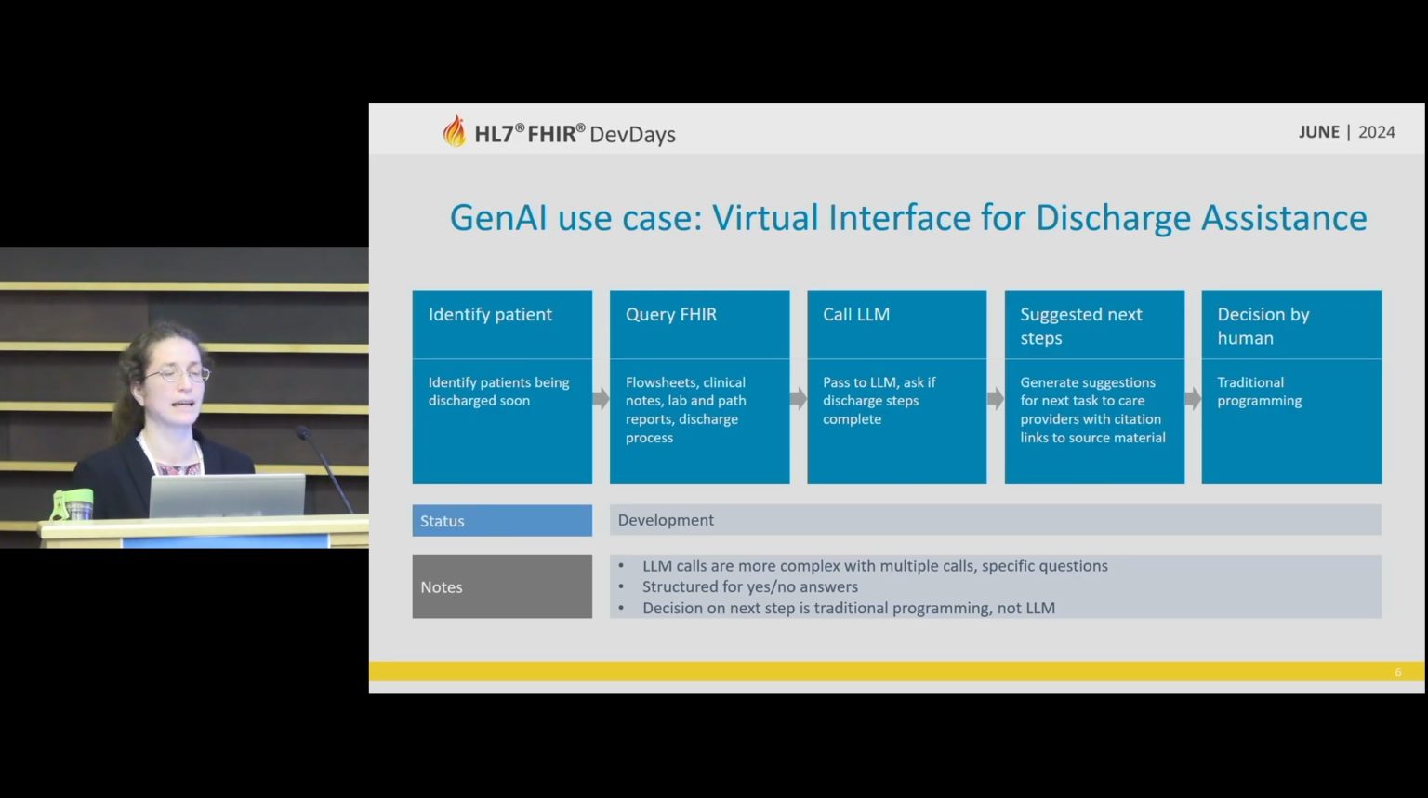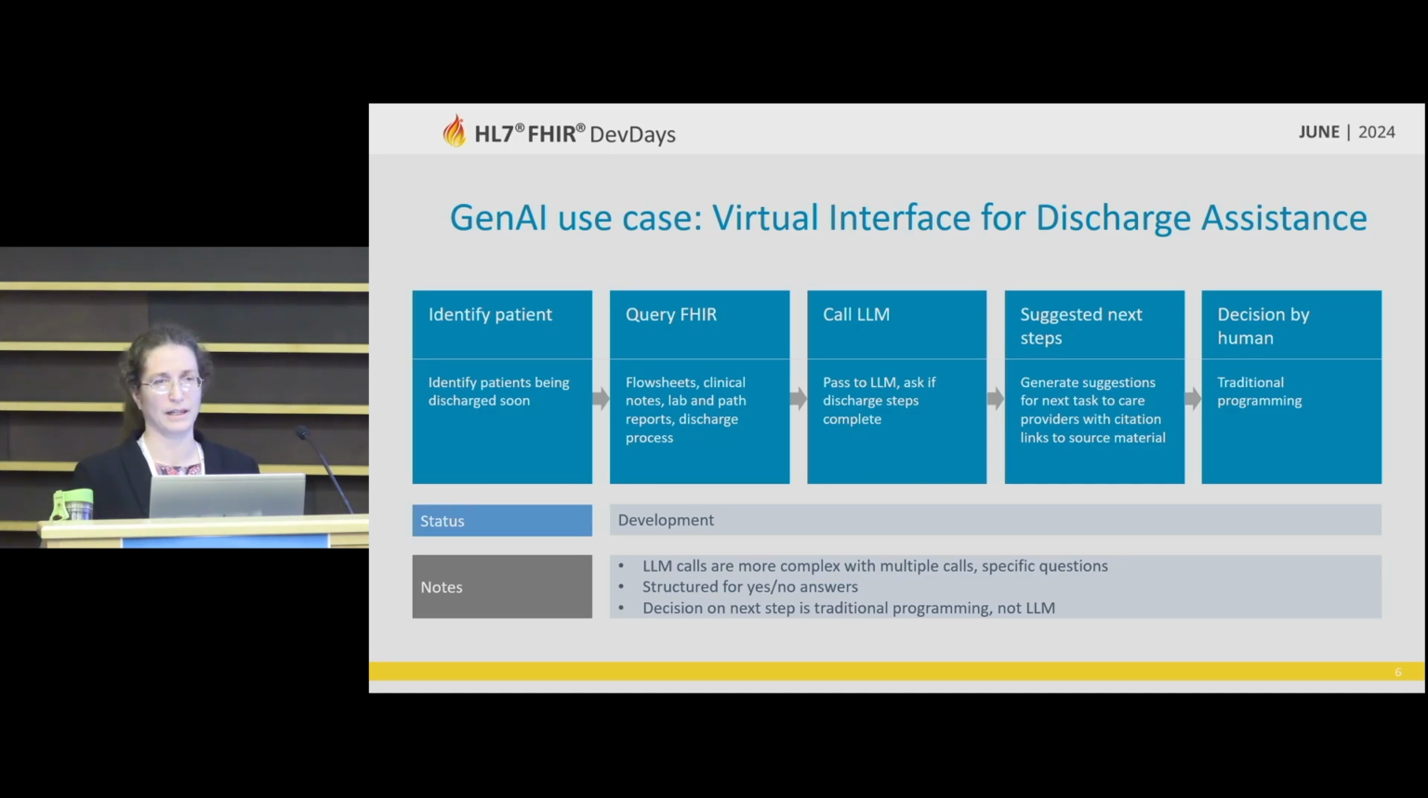So this one's a partnership between a traditional deterministic program and an LLM. The deterministic program has flow sheets, essentially, for what needs to happen before a patient with a particular condition in a particular unit can walk out the door. And it's using the LLM to determine which steps have been done. So again, we're identifying the patients of interest. They're being discharged soon from this unit.